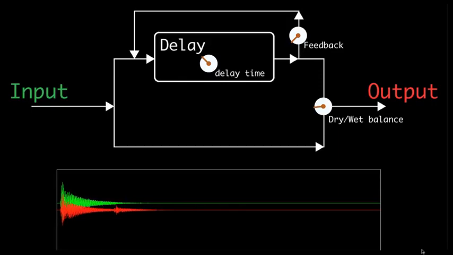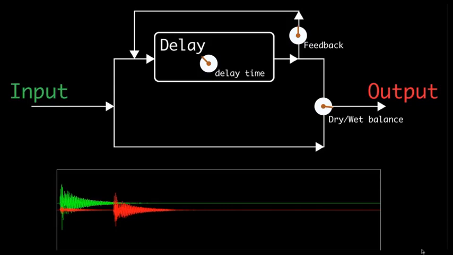But we can also do some unusual things. If I was to turn the dry-wet balance very high, we might get a situation where the wet delayed signal is actually louder than the input dry signal. We also have a feedback control, which routes some of the output of the delay block back to the input of the delay block. The feedback control is only a gain stage. It's increasing the level of the signal going back to the input of the delay.